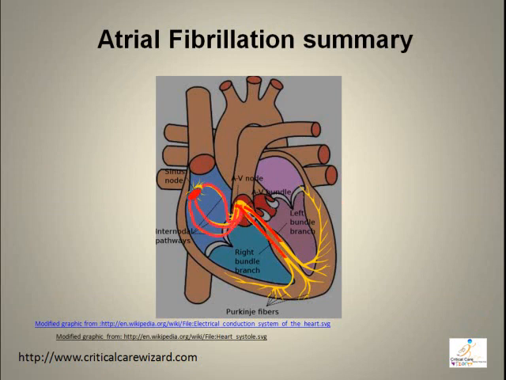Normal conduction with ventricular response. Atrial fibrillation may start anywhere in the atrium. This abnormally presents an indiscernible shape of the P wave in the ECG paper.